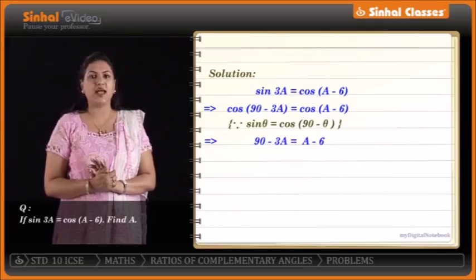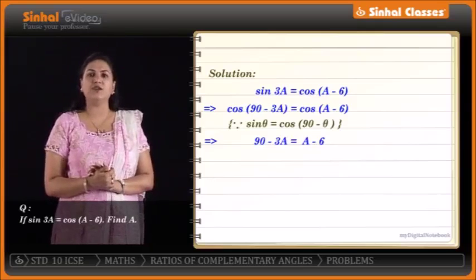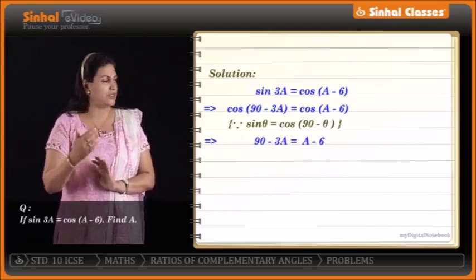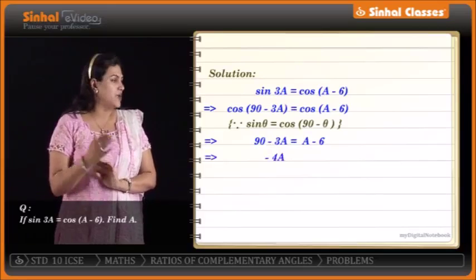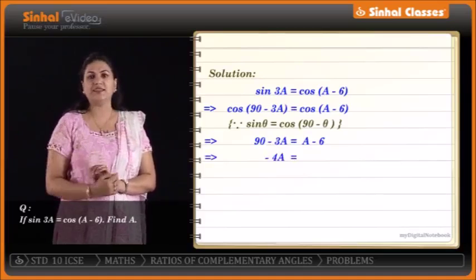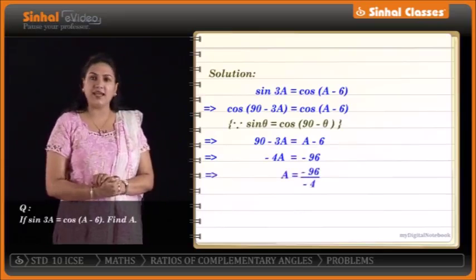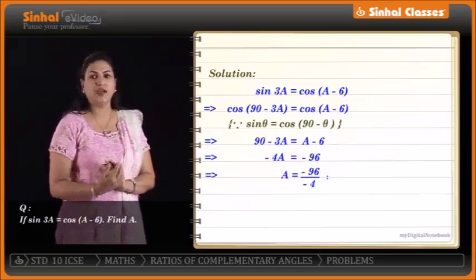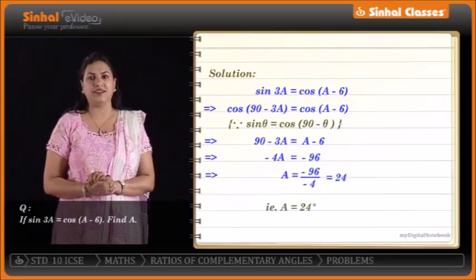Again, equate the angles. We have 90 minus 3a is equal to a minus 6. Take a's on one side, numbers to the other. We get minus 4a is equal to minus 6 minus 90, that is minus 96. So, a is equal to minus 96 upon minus 4, which gives us 24. So, a is 24 degrees.